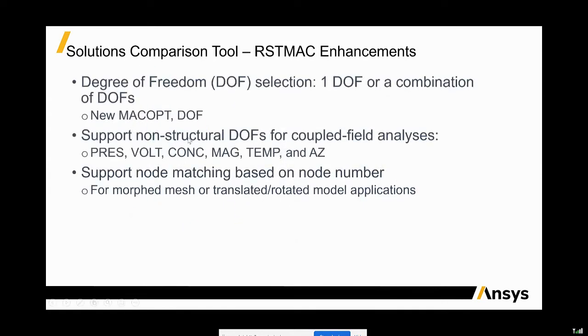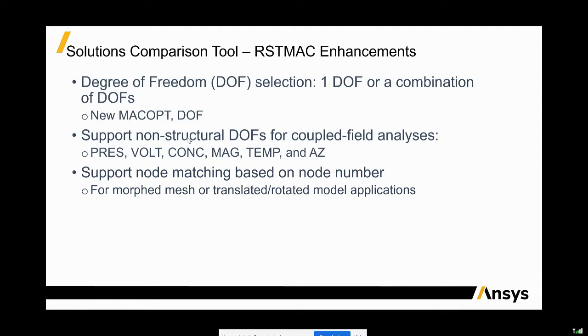Another tool that we use a lot when we're comparing different models, and that would have been a good place to use it, is the RSTMAC command, and it allows you to look at two different solutions and combine them. So we've got a new option called DOF, and you can specify one degree of freedom or a combination of degrees of freedom that you want to compare, and it supports the non-structural degrees of freedom. So if you're doing a coupled field analysis, like you've got pressure and voltage or magnetism or temperature, you can go ahead and put those in there and get results back for those.